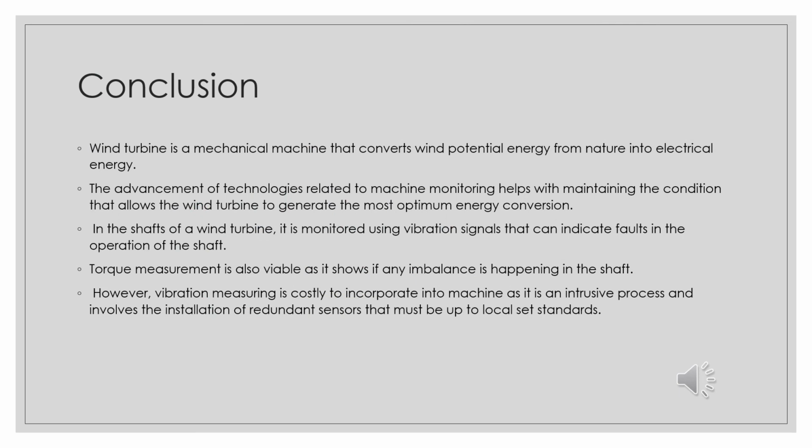For conclusion, wind turbine is a mechanical machine that needs constant monitoring to ensure that it operates in the most efficient manner. In the shaft of wind turbine, it is monitored using vibration signals that can indicate faults in the operation of the shaft. Torque measurement is also viable as it shows if any imbalance is happening in the shaft. However, vibration measuring is costly to incorporate into machines as it is an intrusive process and involves the installation of redundant sensors that must be up to local set standards.